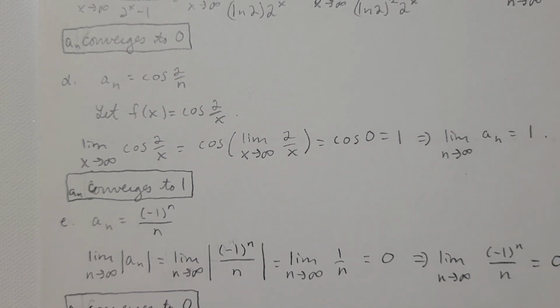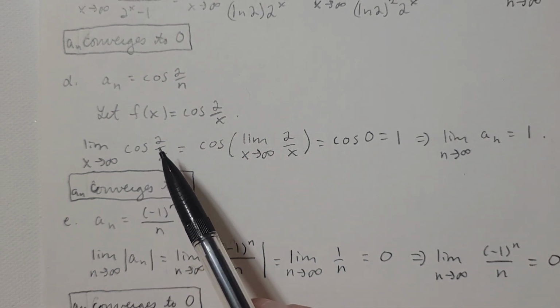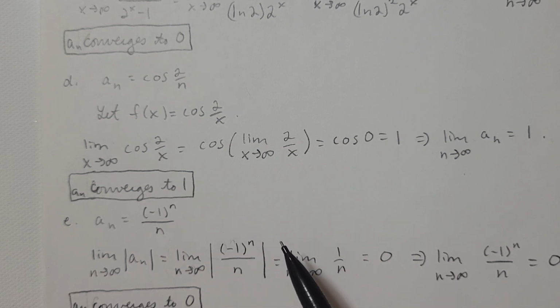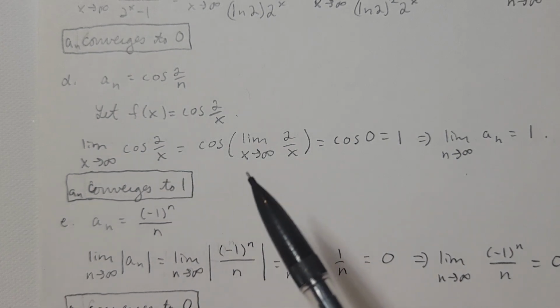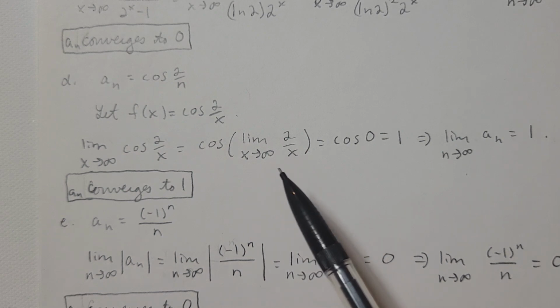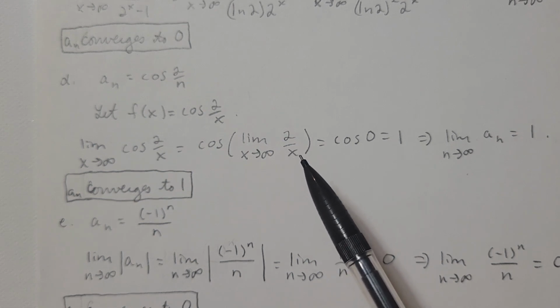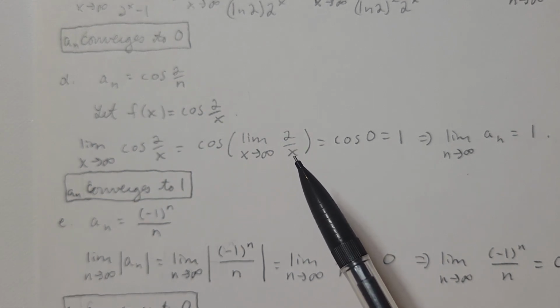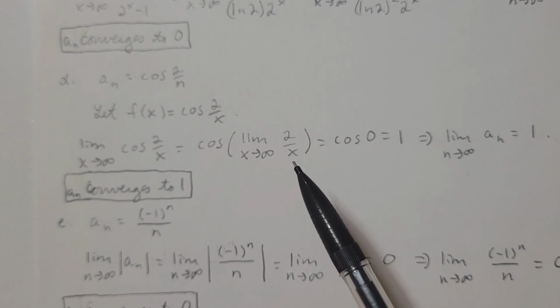Let's try part D here. Next, I got a sub n equals cosine of 2 divided by n. Okay, so if I let f of x be cosine of 2 over x, then calculate the limit as x approaches infinity of cosine of 2 over x. Well, let's see. So the limit as x approaches infinity of 2 over x is 0, right? Because the denominator would be growing without a bound as the top just sits at 2.